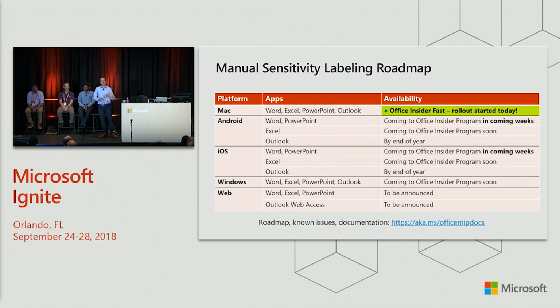So that was a long-winded way to explain where we're at. I've showed off the manual labeling capabilities across the platforms in select apps. The gist of it, though, is we're rolling out these capabilities in waves. We want to allow you to get started with the Mac clients. The rollout to the Insider Fast ring of Office is starting today. And so that means that when you get back from your trip from Ignite, you'll be able to get on the Insider program, install the Insider bits on Mac, and start playing with it right away.